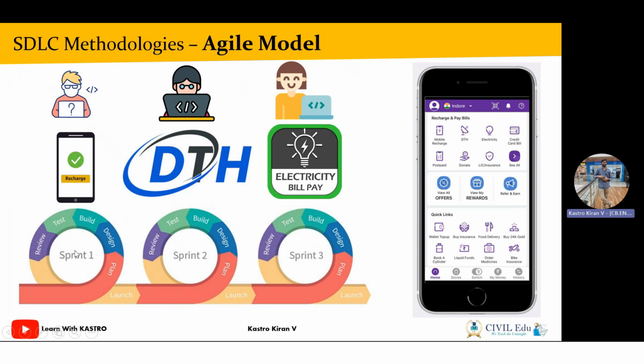In sprint 1, developer 1 will work towards the development of the recharge page. In sprint 2, developer 2 will work on the development of the DTH related page. In sprint 3, developer 3 will work on the electricity recharge page or electricity bill pay page. What is the advantage of this? The advantage is that the works are being completed simultaneously.